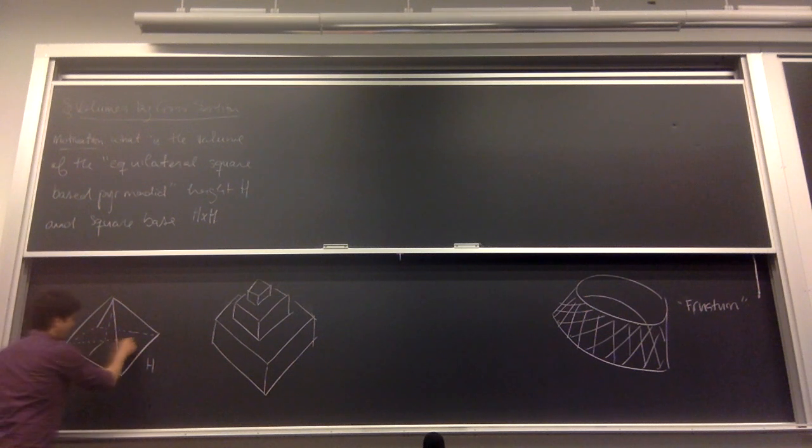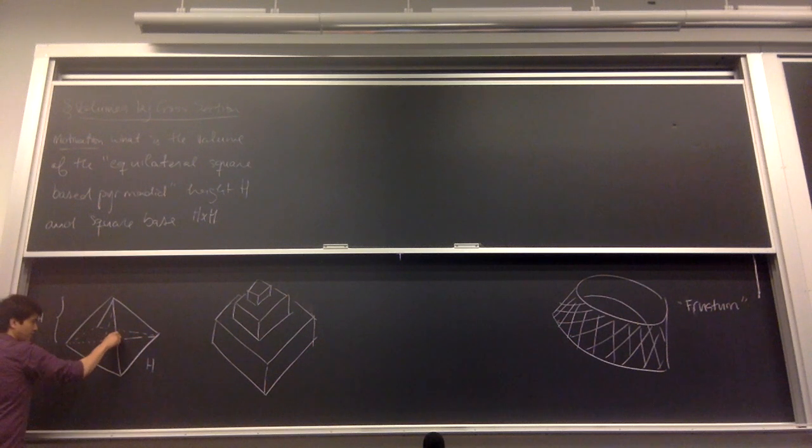So what's this length here? This is an h by h square. I'm just trying to test your 3D comprehension. So if this is h by h, what's the diagonal? Square root h. Okay.